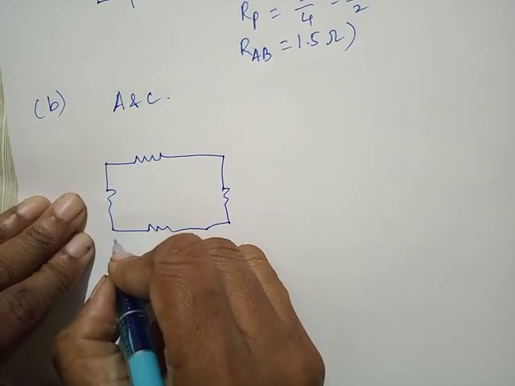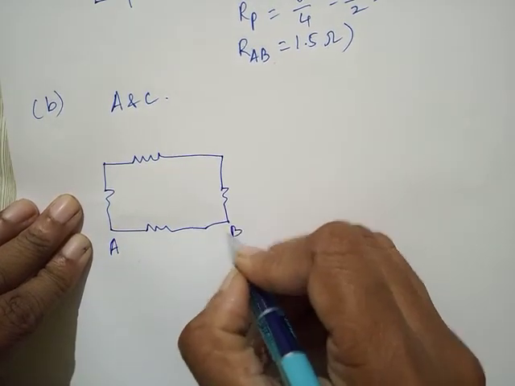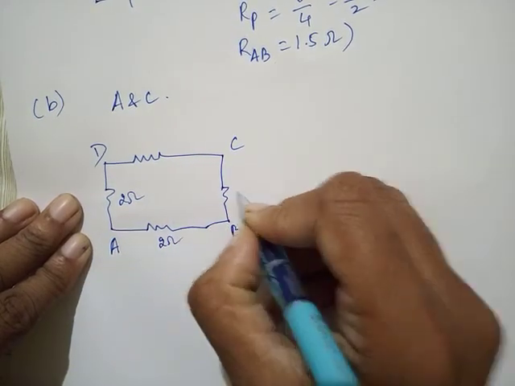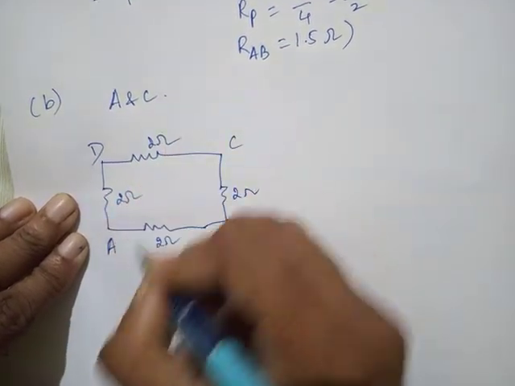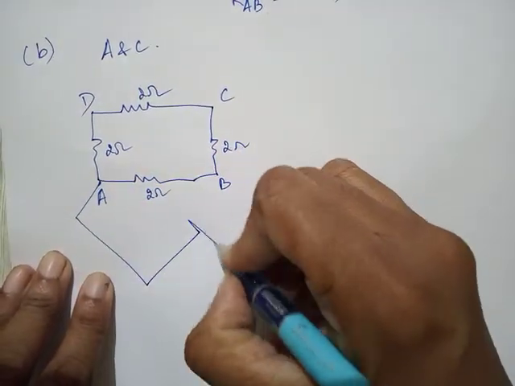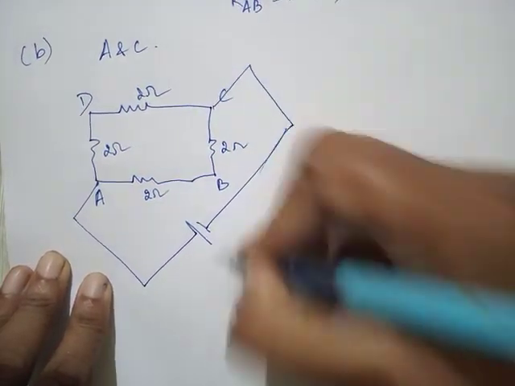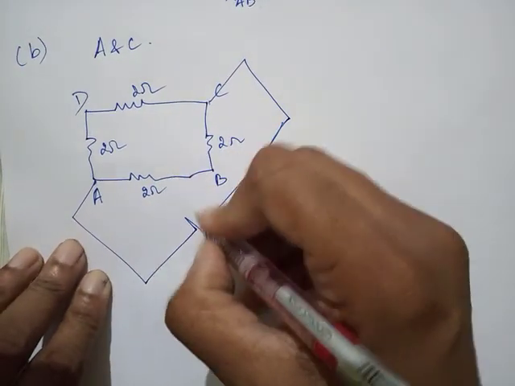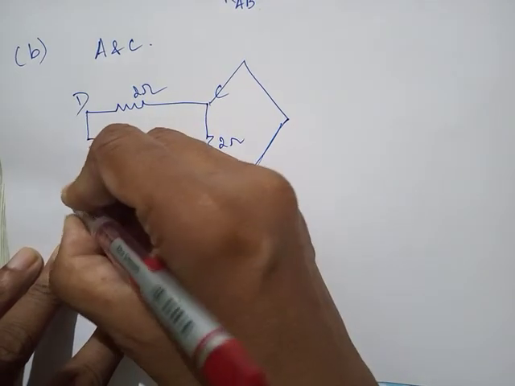So this is your A, B, C and D, with 2 ohm, 2 ohm, 2 ohm and 2 ohm. Now you have to find across A and C. So what you have to do is assume that there is a battery across A and C. So current will be coming from here.